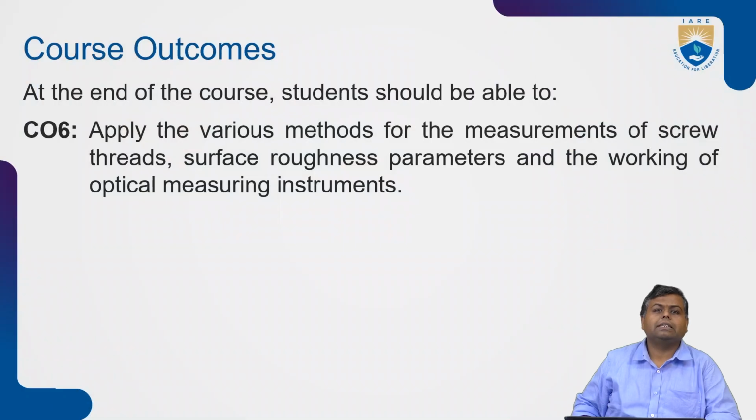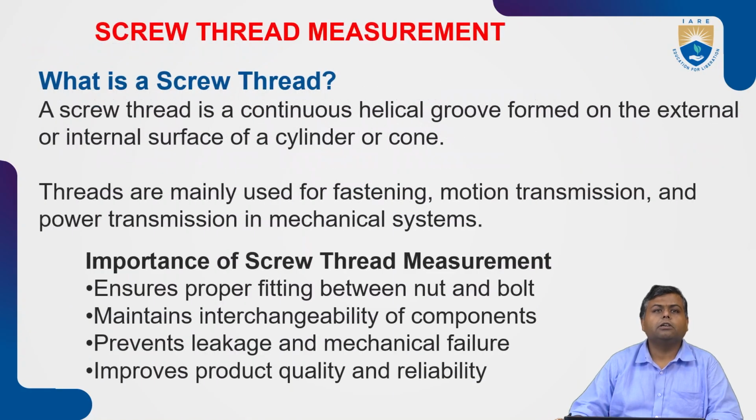So this topic will be covered under CO6, which says that we need to apply various methods for measurement of a screw thread and also surface roughness parameters, how to find them with respect to different instruments, including optical measuring instruments. So let us see what a screw thread is.